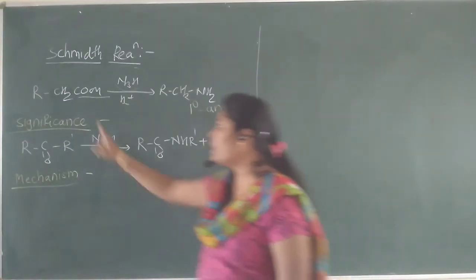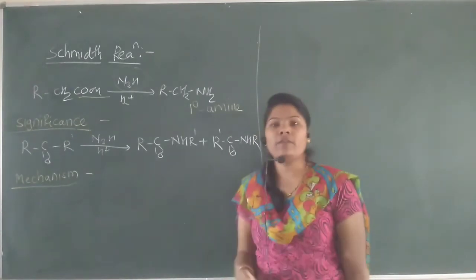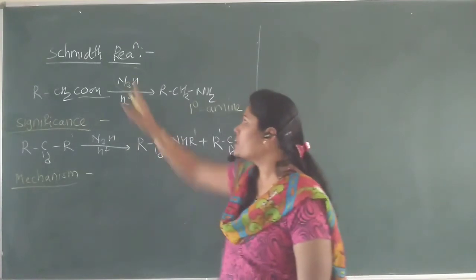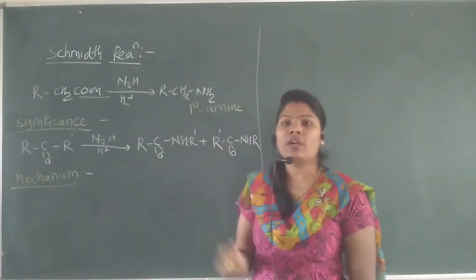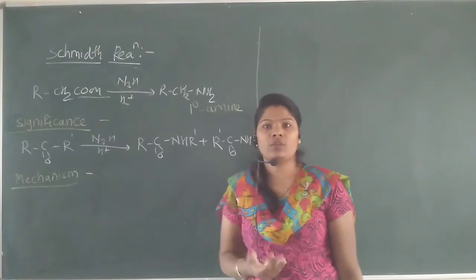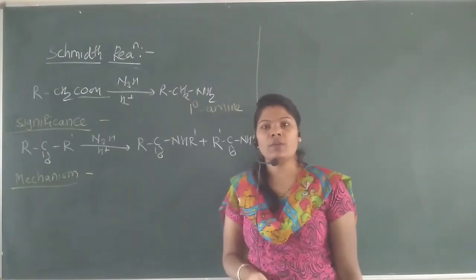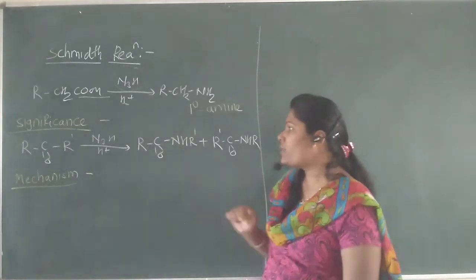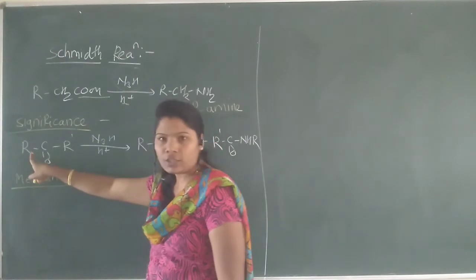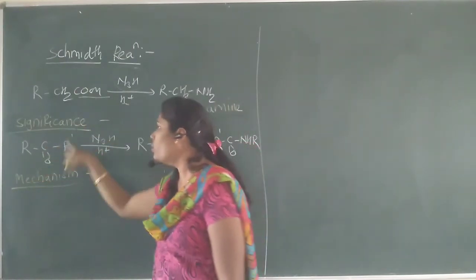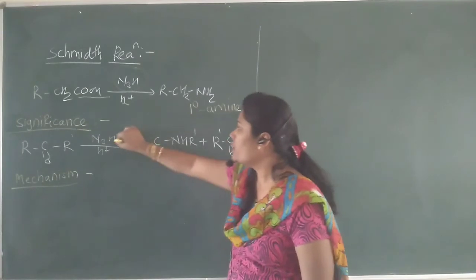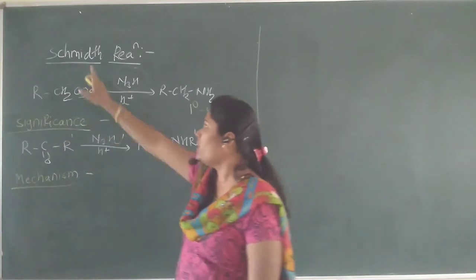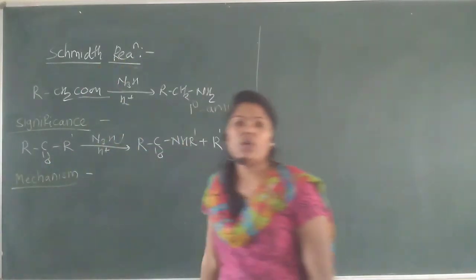We already discussed the significance of the aldehyde. Whenever an aldehyde undergoes the Schmidt reaction, there is a formation of two types of product. First, the formation of the nitrile, and the second one, the formation of the N-substituted amine. Next, we are going to learn the reaction of the ketone with this acid. Here, the Schmidt reaction on the ketone, what will be the product?